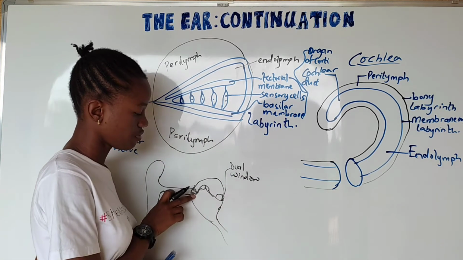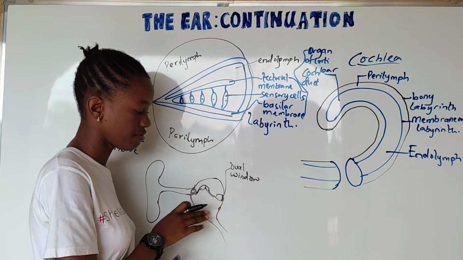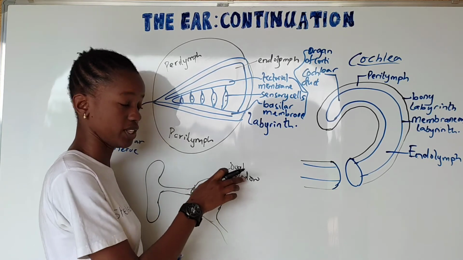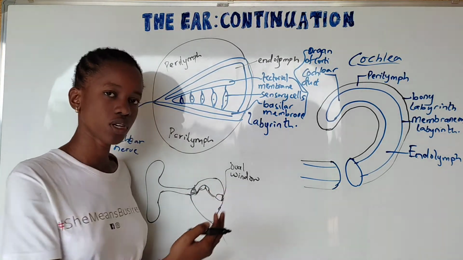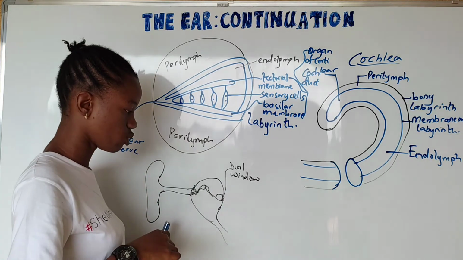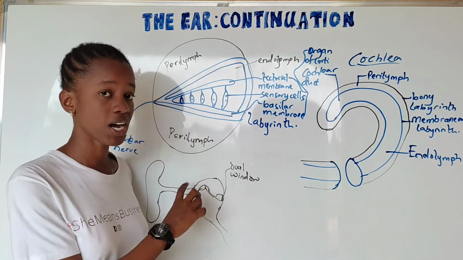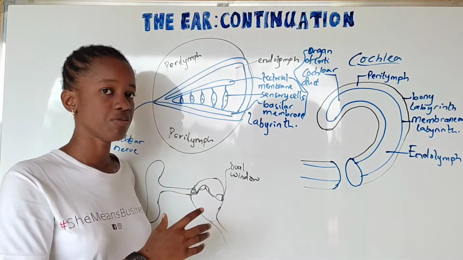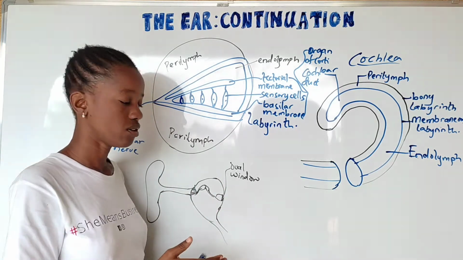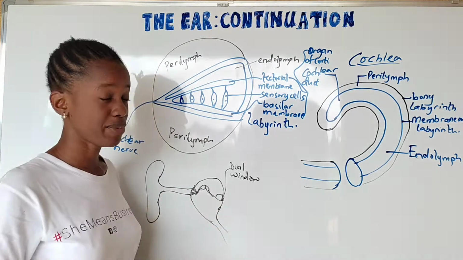So this one is going to vibrate. It will cause this to move to and fro, and this will also cause the oval window to vibrate. The oval window is also going to move to and fro, and because it has a smaller surface area than the eardrum, it's going to vibrate more strongly. Okay, the vibration is going to be amplified.